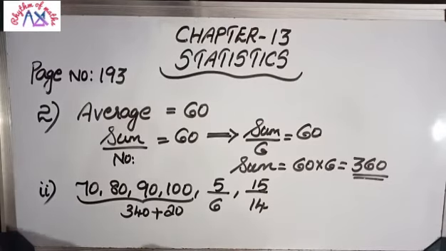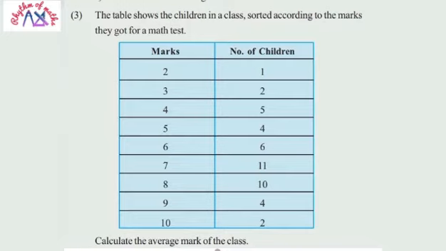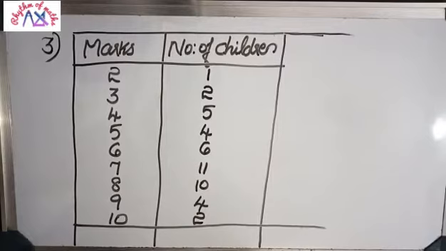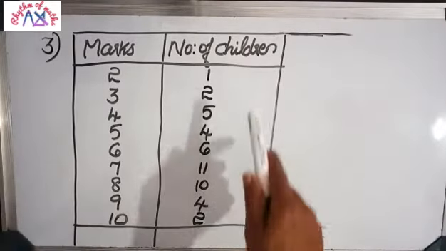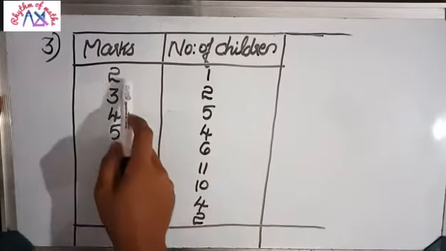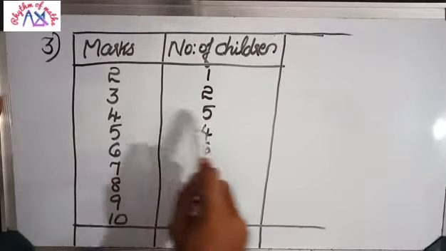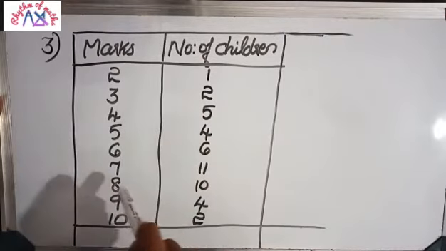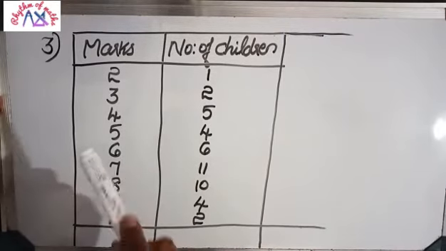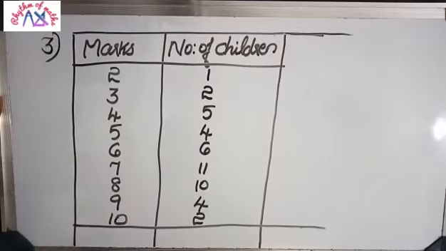Now let's do the third one. Question number 3. The table shows the children in a class sorted according to the marks they got for a maths test. Calculate the average mark of the class. Here in the third question, a box is given, with marks in the first column and number of children in the second column. For a particular exam, 2 marks scored by 1 student, 3 marks scored by 2 students, 4 marks scored by 5 students, like that is given. The question is, what is the average mark?